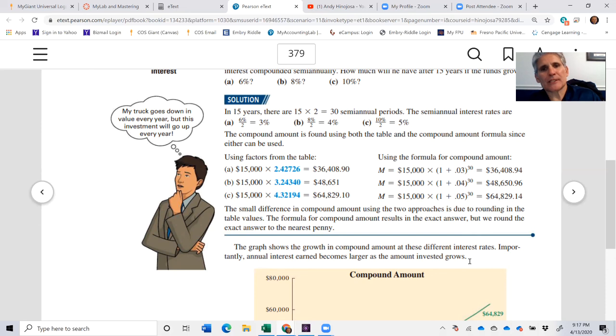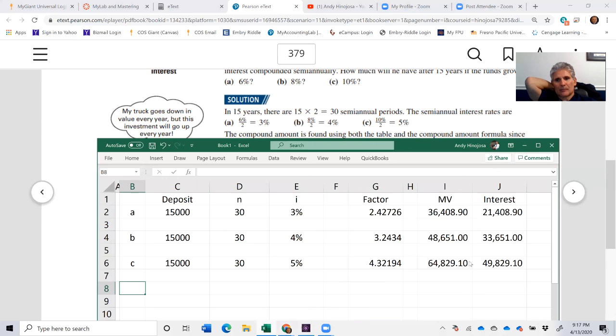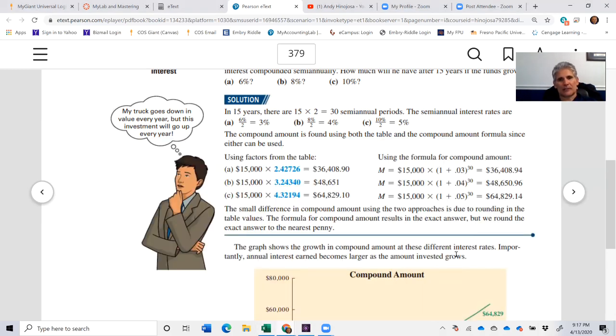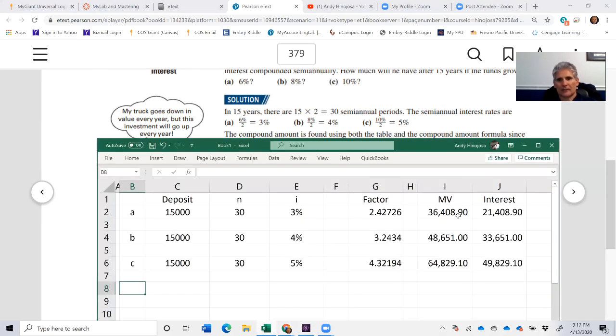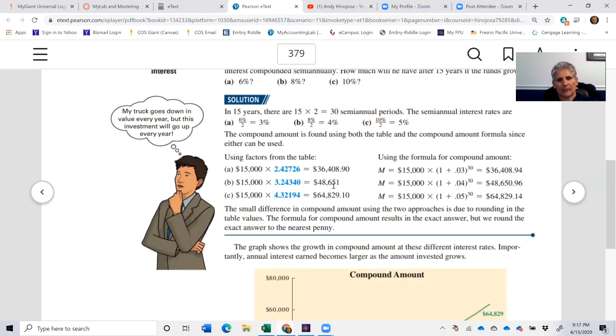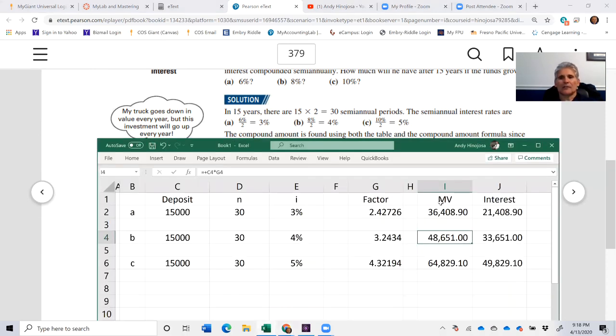So the problem wanted us to use both the tables and the formula to do the computations. I just used the tables, and I think we came up with $36,408.90, $48,651, and $64,829. So this is what we came up with using the tables.